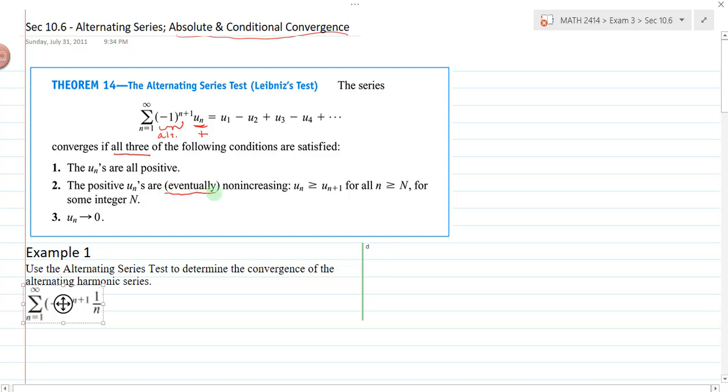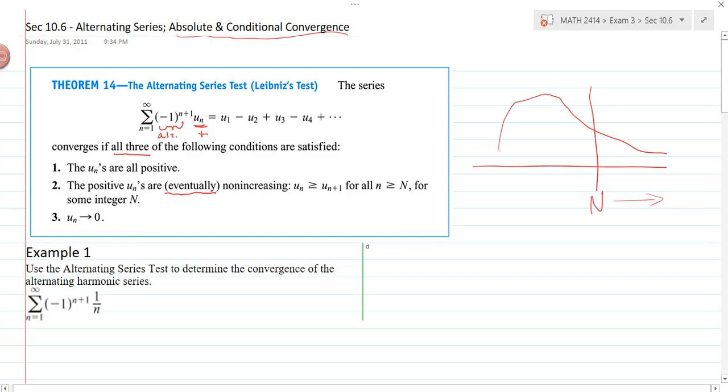We say eventually because it doesn't matter what happens at the front of the series. So if I have a series and the terms are starting out increasing, at some point they're going to be non-increasing. So what that means is that u sub n is going to be bigger than the next term, u sub n plus 1, for all values that are beyond this point. And then the last condition is that the limit as n goes to infinity of u sub n is going to be equal to 0.